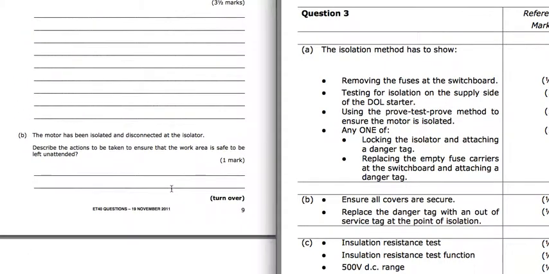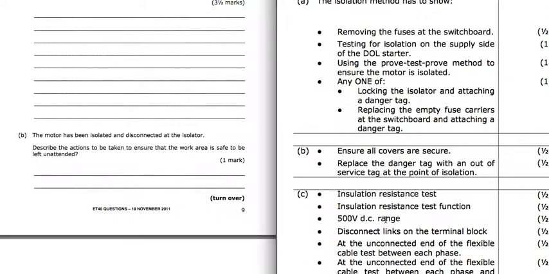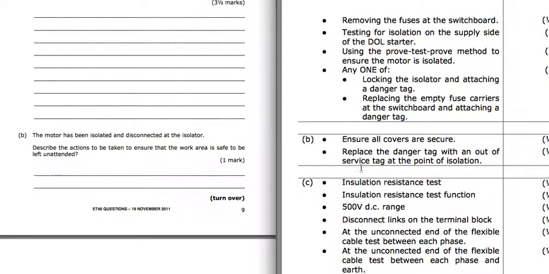B. The motor has been isolated and disconnected. The isolator, describe the actions to be taken to ensure that the work area is safe to be left unattended. So we're going to make sure all the covers are secure, and we're going to replace that danger tag that we put on there with an out of service tag at the point of isolation.